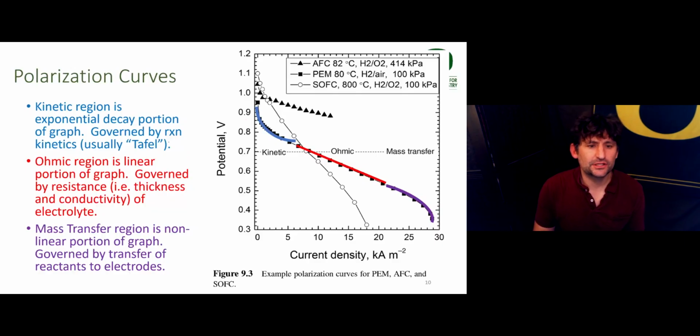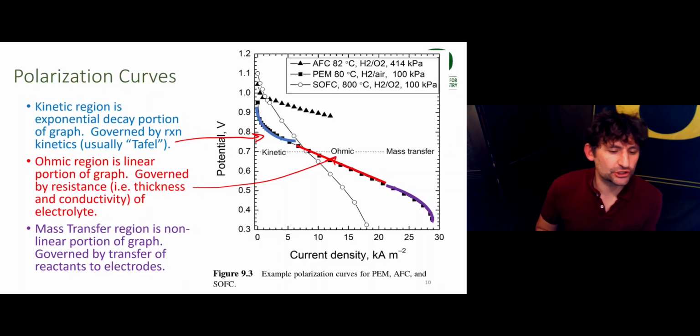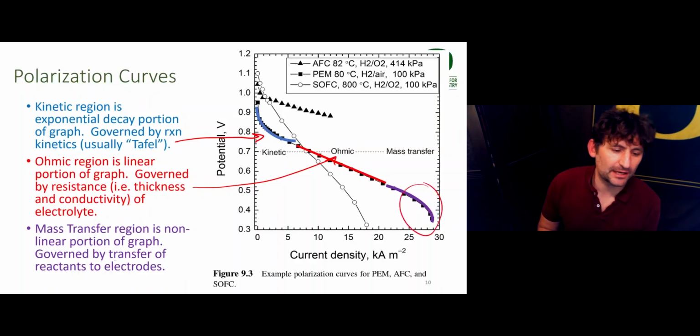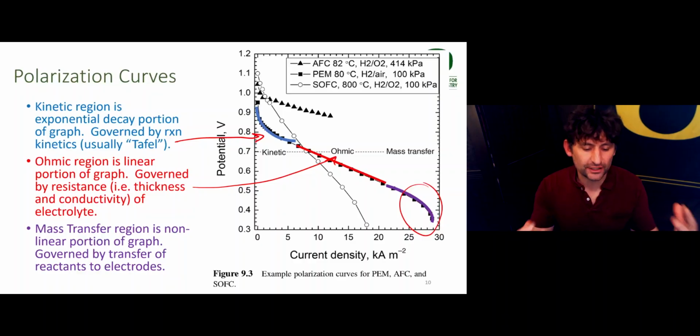The kinetic region is usually governed by the Tafel equation. Here's the exponent type behavior. The ohmic region is the linear portion of the graph. It's governed by the resistance, i.e. the thickness and conductivity of the electrolyte. And then the mass transfer region is a nonlinear portion of a graph that occurs at the highest current densities. It's governed by the transfer of reactants to the electrode.